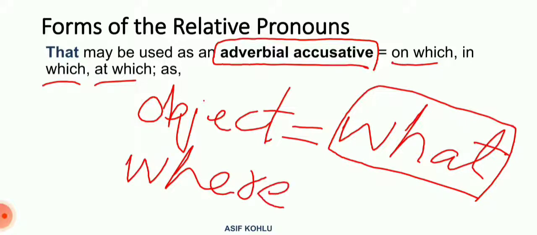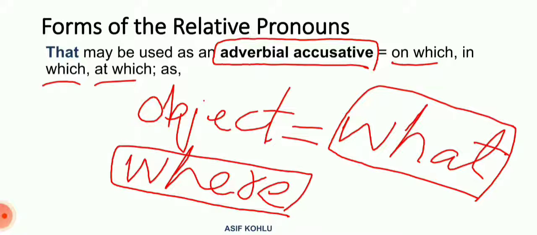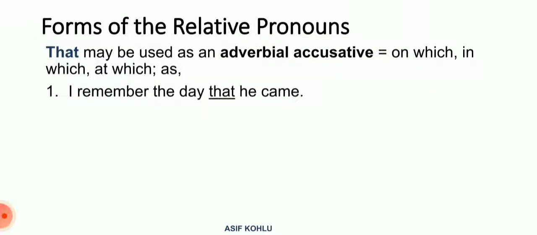When the object of the verb gives the answer of the question where, we may say that the object is used as an adverbial accusative. When the object gives the answer of what, that is not called an adverbial accusative, that would be simply called the object, but that may be used as an adverbial accusative. And when it is used as an adverbial accusative, it gives the meaning on which, in which, and at which. Now the example is: I remember the day that he came.